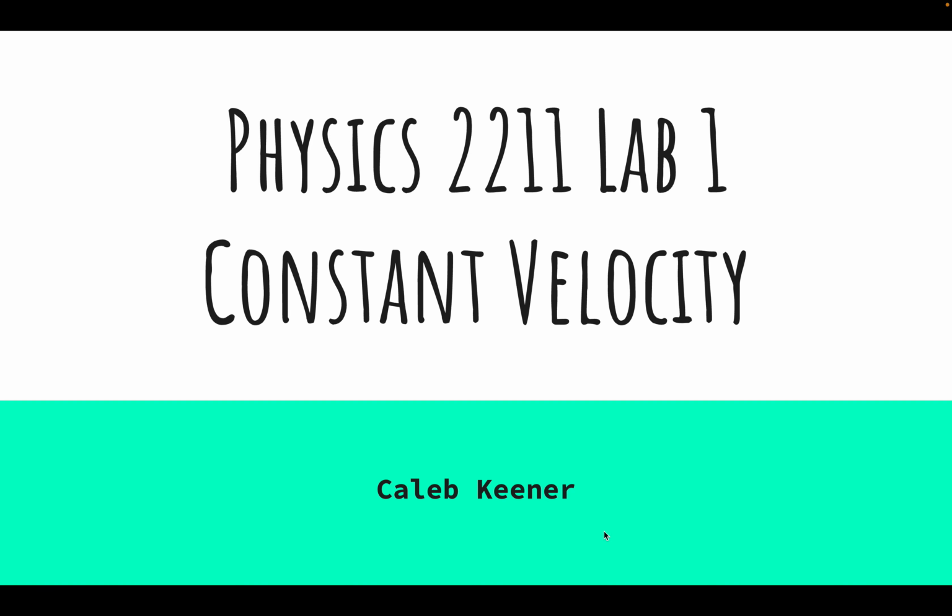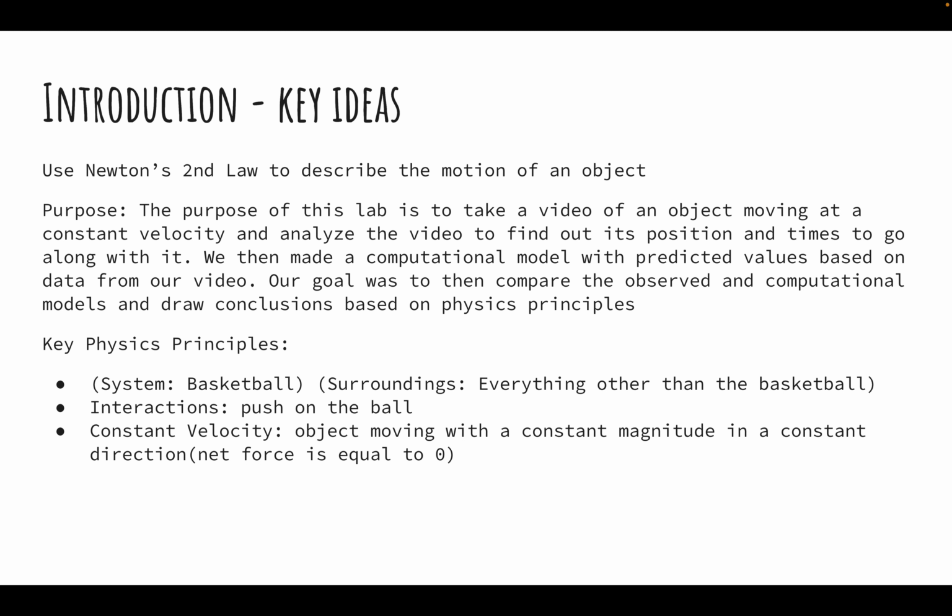Here is my Lab 1 constant velocity for Physics 2211. First off, we use Newton's second law to describe the motion of an object. In this lab, we took a video of an object moving at a constant velocity and analyzed the video to find out its position versus time graph.